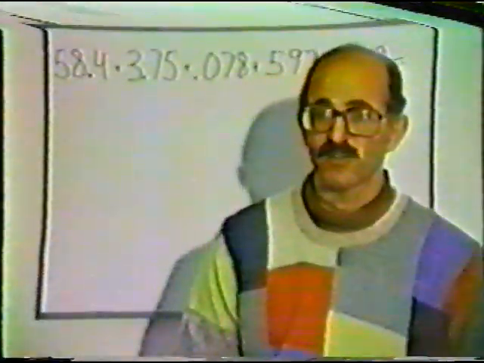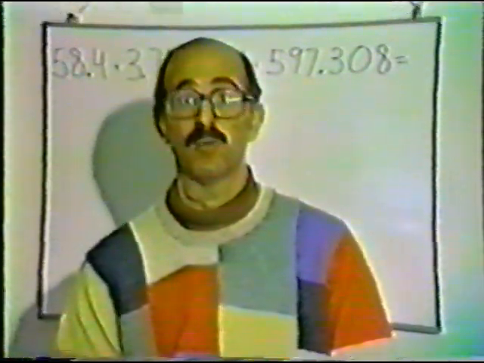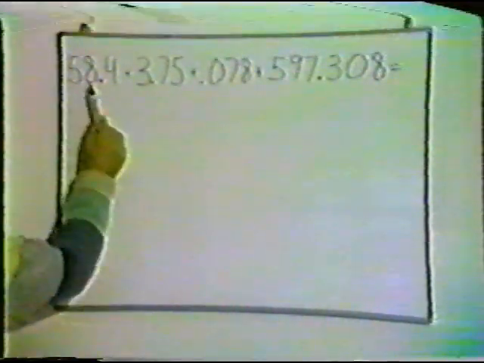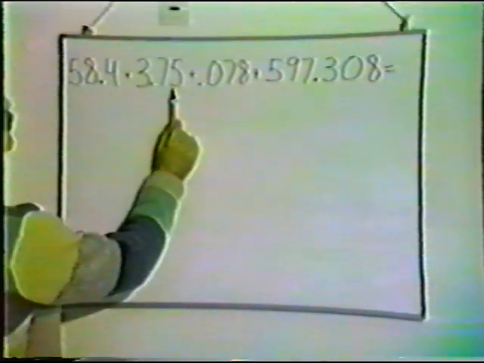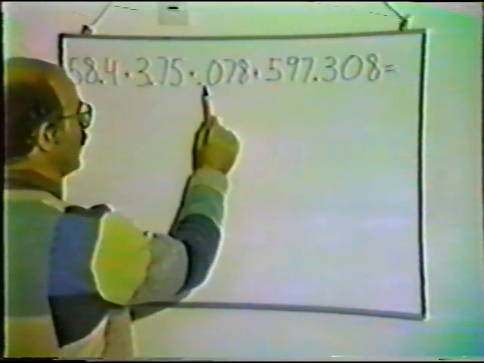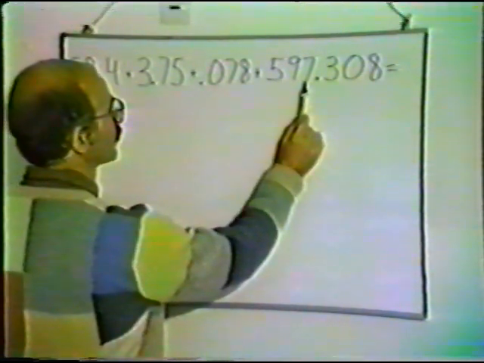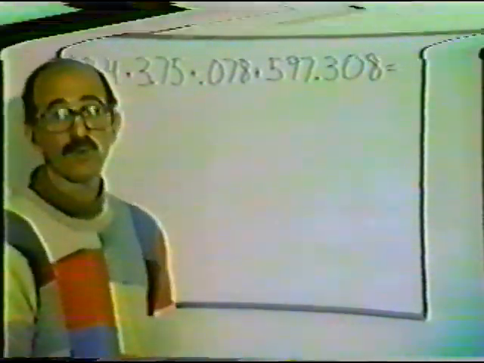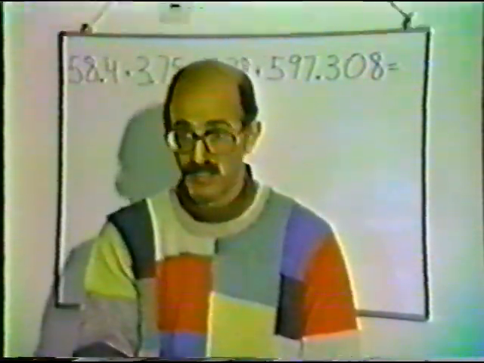Now you have all your basic tools, and we're ready to add, subtract, multiply, and divide decimals. First, we're going to add. 58.4 plus 3.75 plus 0.078 plus 597.308. In order to add them, we have to rewrite it and line it up and down.